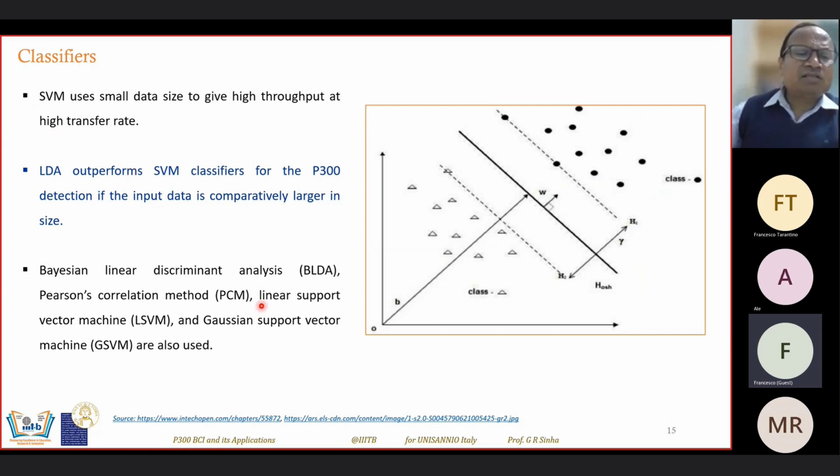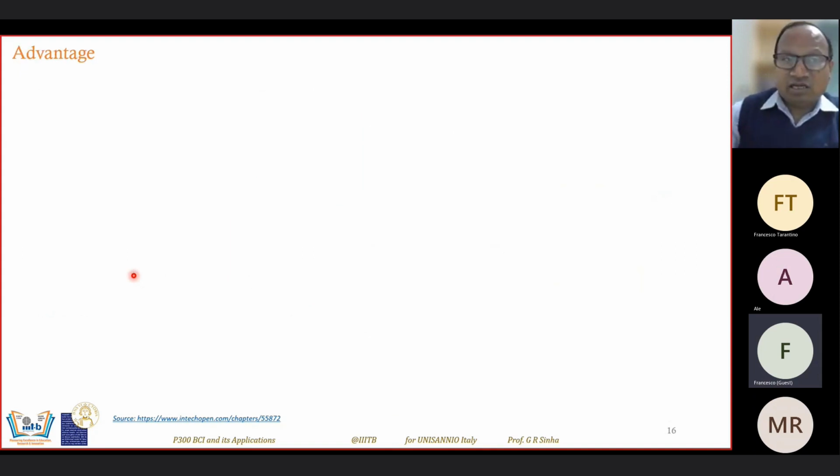Like there are other methods. These are also used as popular classifiers for P300: Bayesian LDA, linear discriminant analysis, Pearson's correlation method, PCM, linear support vector machine, LSVM, Gaussian support vector machine like GSVM, and so on. These are other methods which can be seen. You can see the literature where P300 uses these methods as the classifiers.